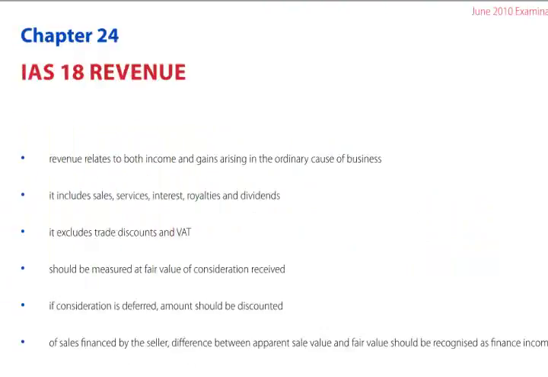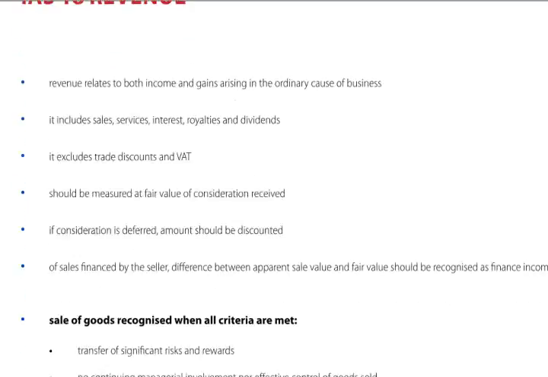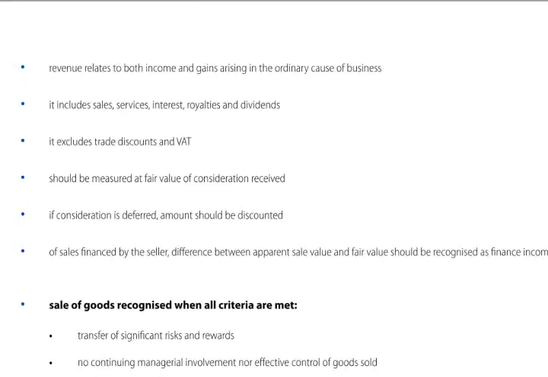Paper F7, Chapter 24, IAS 18, Revenue. Revenue relates to both income and gains arising in the ordinary course of business. It includes sales, services, interest, royalties, and dividends, but it excludes trade discounts and VAT.